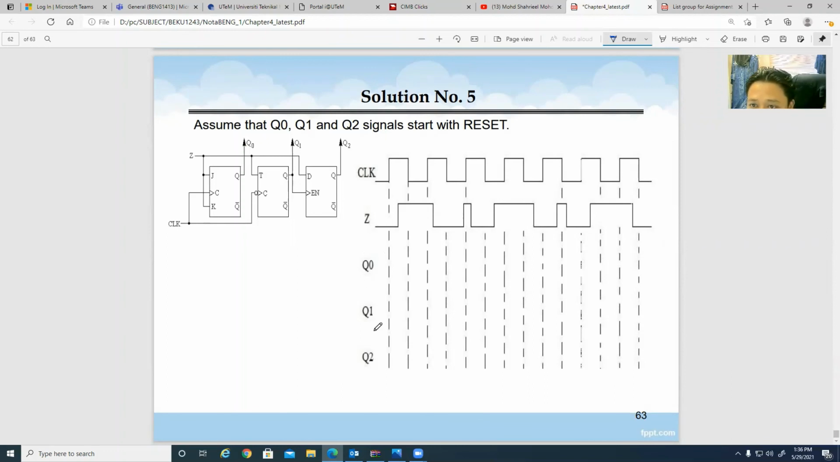So this is the exercise that you have to try. That's all for chapter 4. I will stop here. After this you have to try this exercise, and then maybe next we do some exercises in the tutorial for chapter 4. That's all for today.